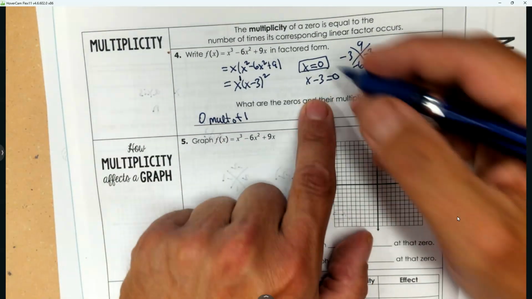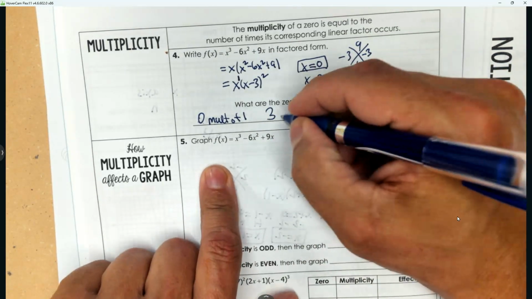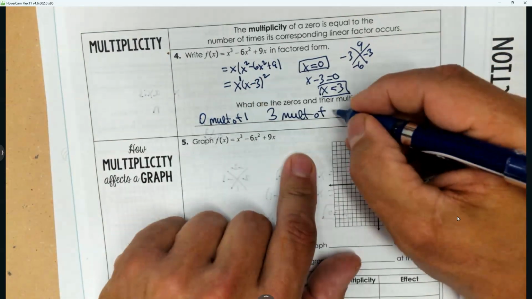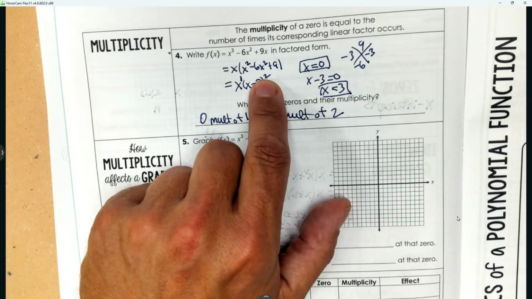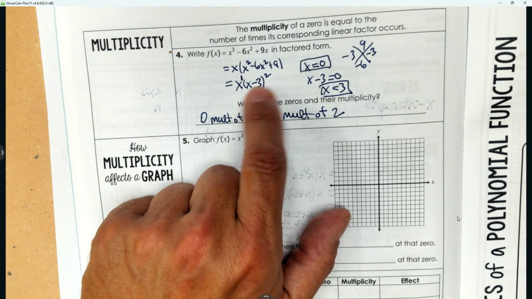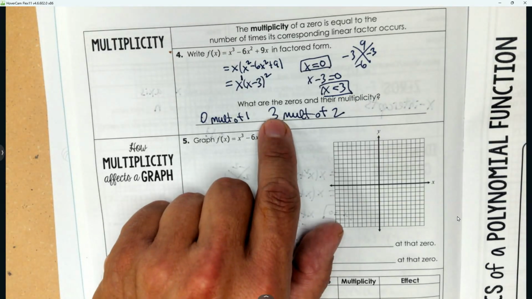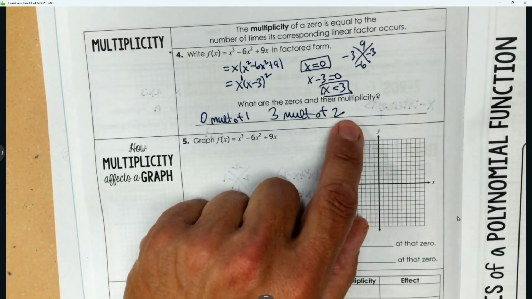The other zero, if you solve this, add 3, is 3, and it has a multiplicity of 2, which means it repeats twice. So the exponent tells me the multiplicity. So the factor and the exponent: the factor gives me the zero, they're opposites, and the exponent gives me the multiplicity.